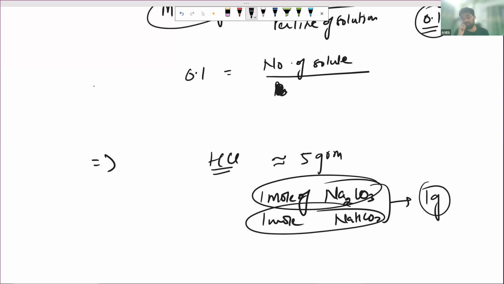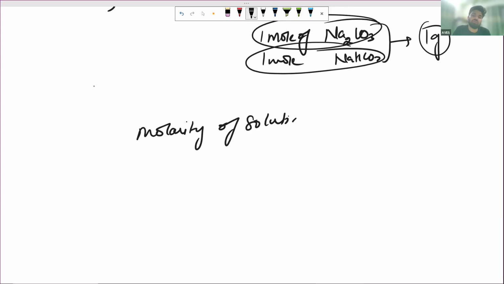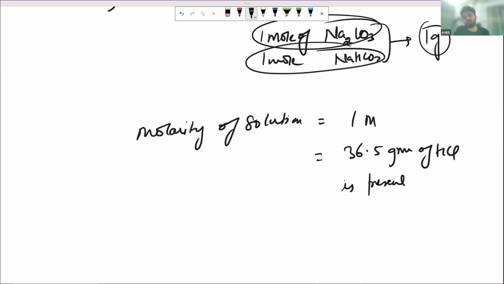Now one thing you need to note down is that this 5 grams of HCl is the purest amount of HCl. Now, if I say the molarity of the solution is 1 M, what does it mean? It means that 36.5 gram of HCl is present in 1 liter of solution. You understood? Yes, sir.